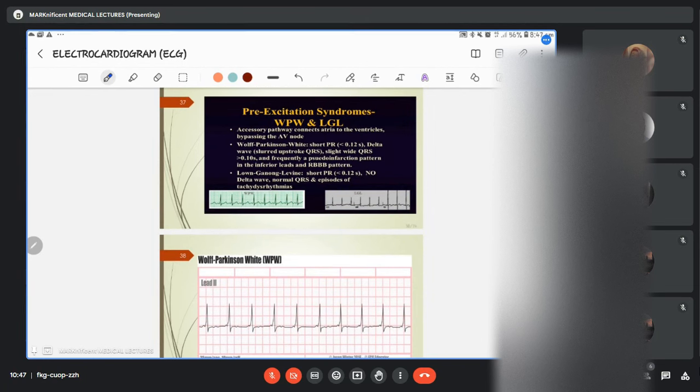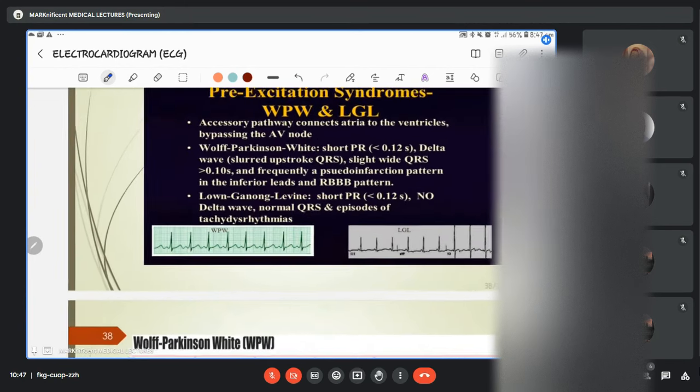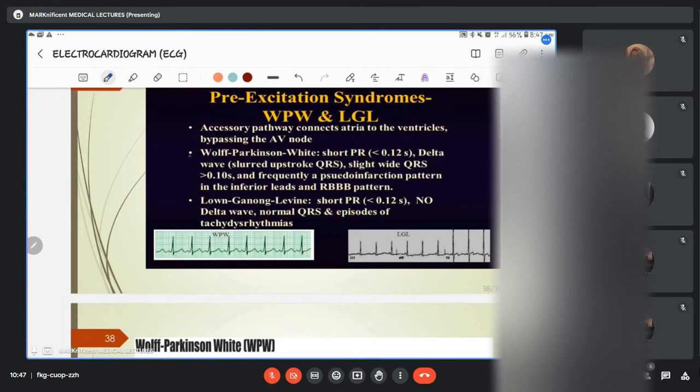However, let me talk about Wolff-Parkinson-White syndrome, because it is normally in the exam questions. This Wolff-Parkinson-White syndrome is a short PR. Now we talk about PR being long, that means there's a delay. In this short PR, it means the QRS complex will receive the impulse earlier than expected, and the ventricles will contract earlier. Maybe the atrium is not done contracting, and then the ventricles start contracting. So that's in Wolff-Parkinson-White syndrome.